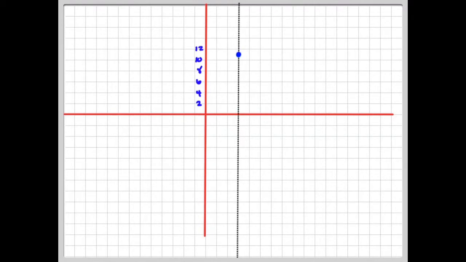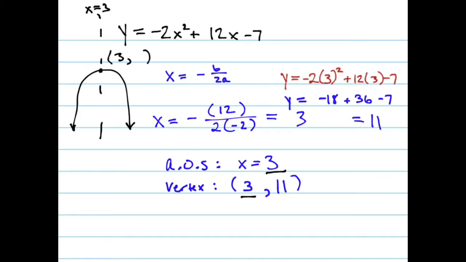So here's the point 3, 11. So far so good? Now let's see if you remember what I said about the y-intercept. If our equation is y equals negative 2x squared plus 12x minus 7, what's our y-intercept?